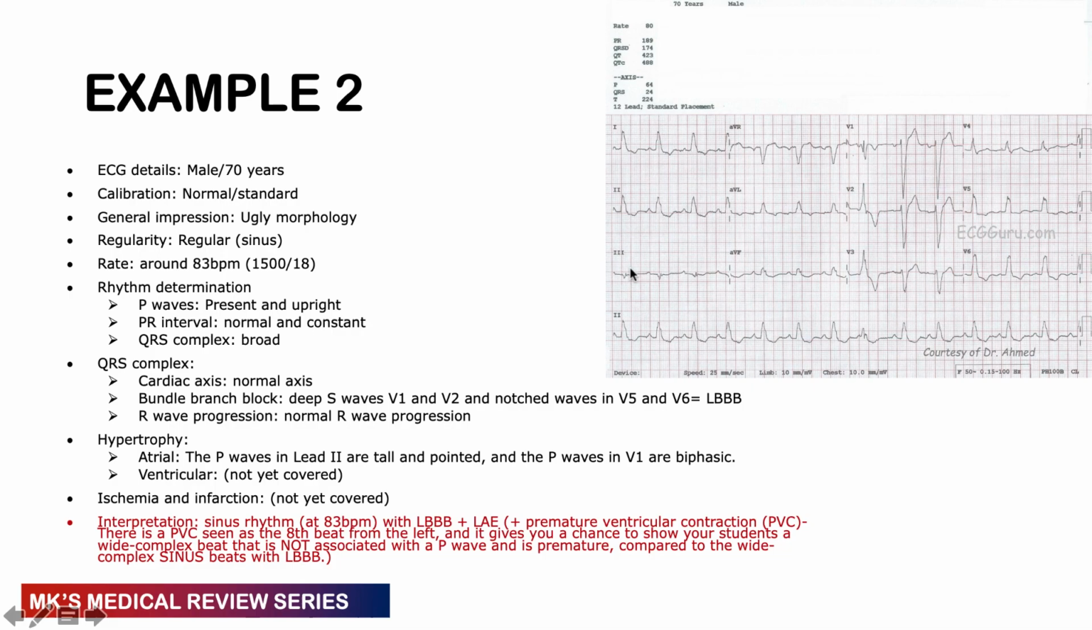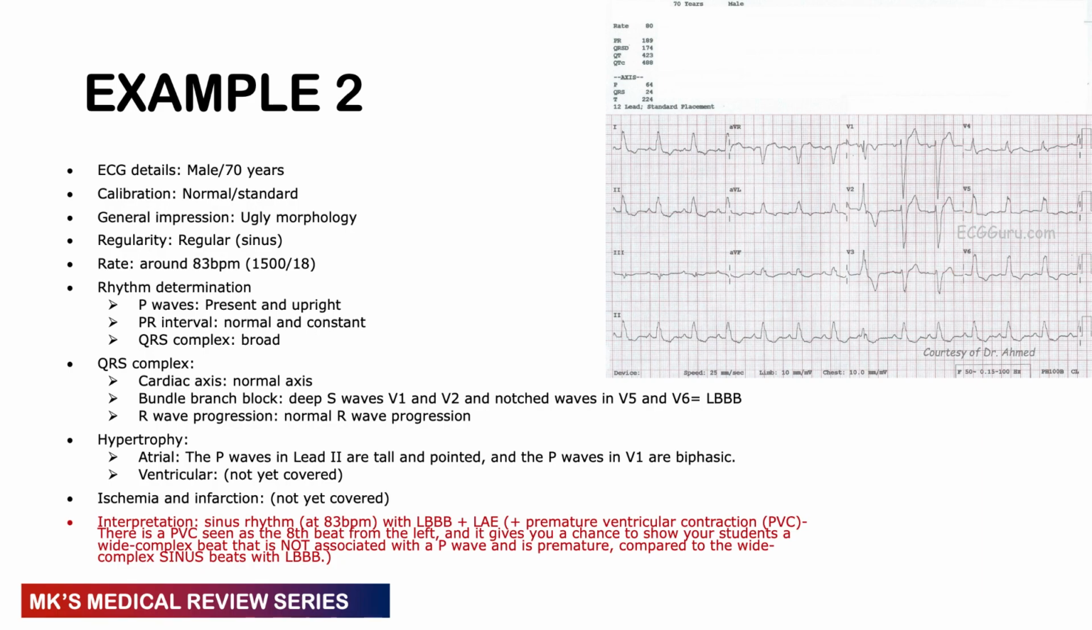Lead 2 should be facing upwards. Lead 3 should be facing upwards, but it's not. Lead AVL facing upwards, it is. AVF facing upwards, it is. Lead 1 and lead 2 should be facing downwards. V5 and V6 should be facing upwards. So actually it's normal, because remember the precordial leads are the ones that matter most. So it's a normal RS wave progression.